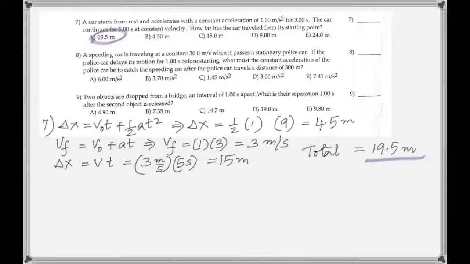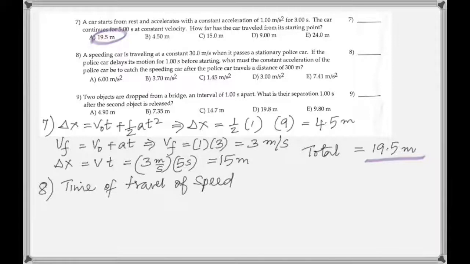Now, in this question, you need to understand that both the police car and the speeding car travel 300 meters. The difference is that the speeding car is moving at a constant 30 meters per second. And so, to cover a distance of 300 meters at 30 meters per second, he's going to take 10 seconds. But the police car only has 9 seconds to catch up because he starts 1 second late. So the idea is that in 9 seconds, the police car has to travel 300 meters starting from rest. Here we go.